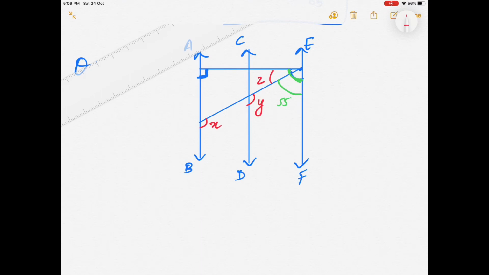This is a very simple question, but if you don't know how to solve this, it can turn out to be the most difficult question for you. Now let's solve this question according to our basics.